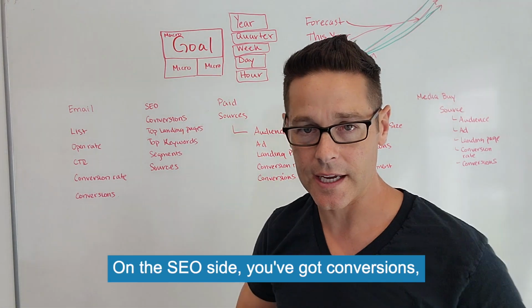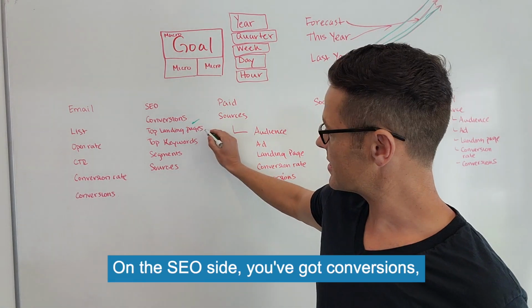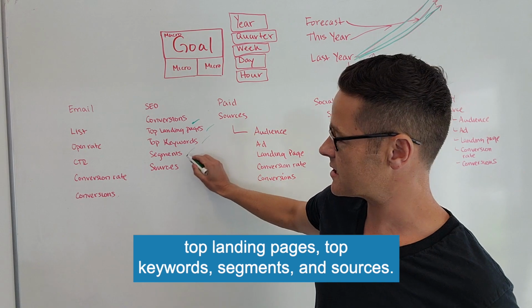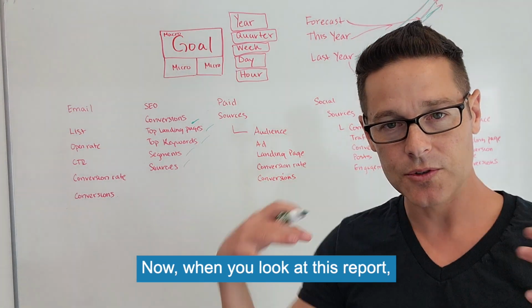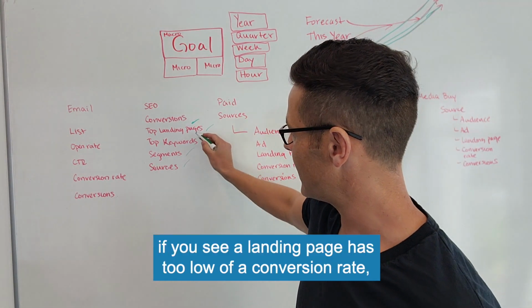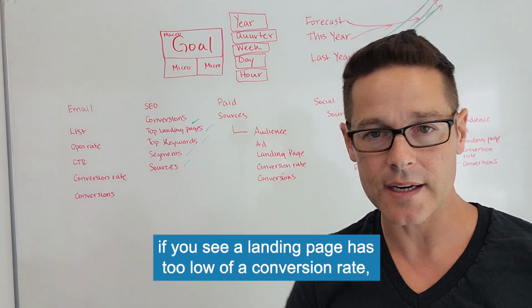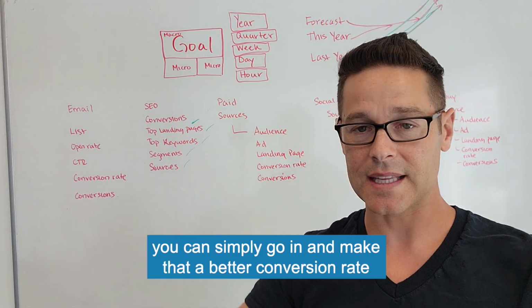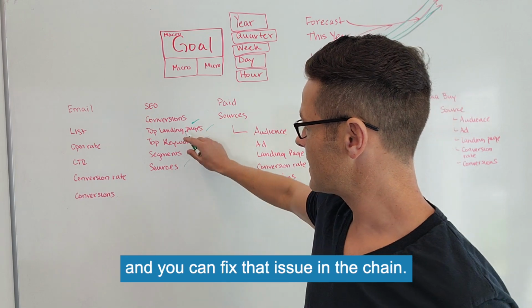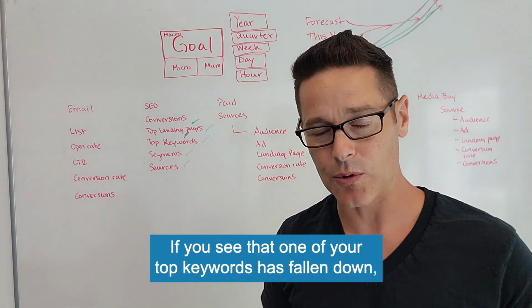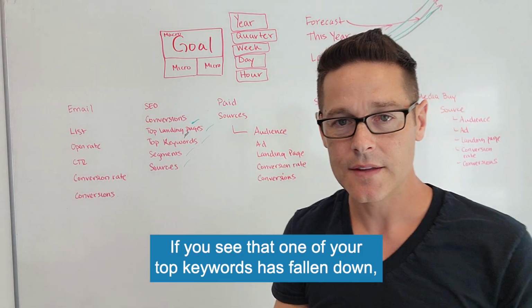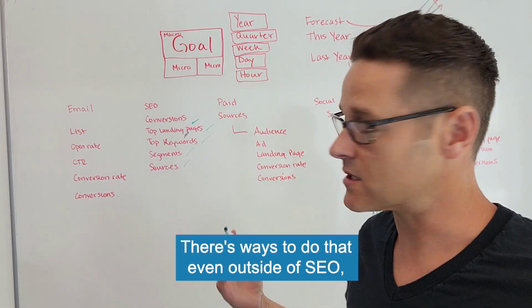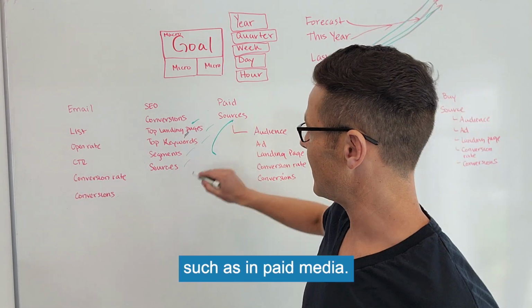On the SEO side, you've got conversions, top landing pages, top keywords, segments, and sources. Now, when you look at this report, if you see a landing page has too low of a conversion rate, you can simply go in and make that a better conversion rate, and you can fix that issue in the chain. If you see that one of your top keywords has fallen down, then you can address that. And there's ways to do that even outside of SEO, such as in paid media.